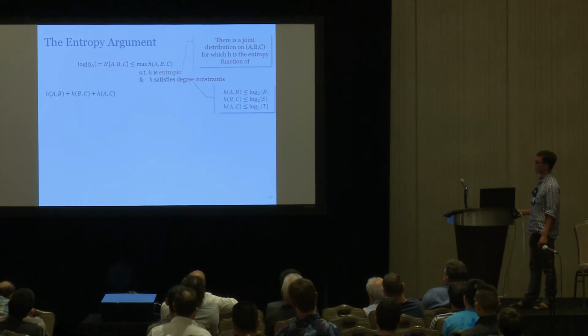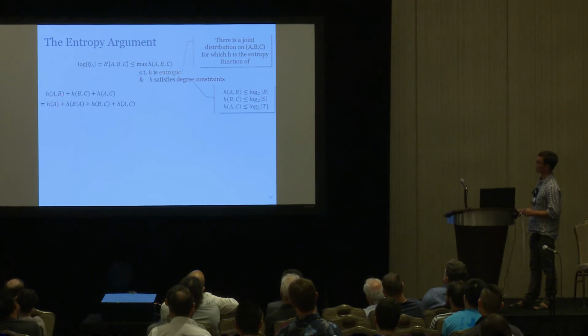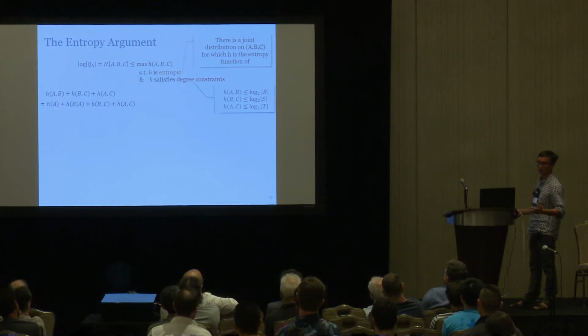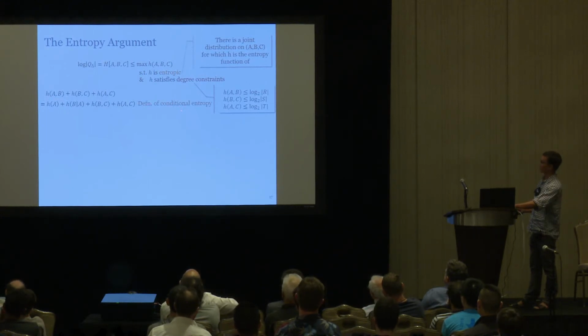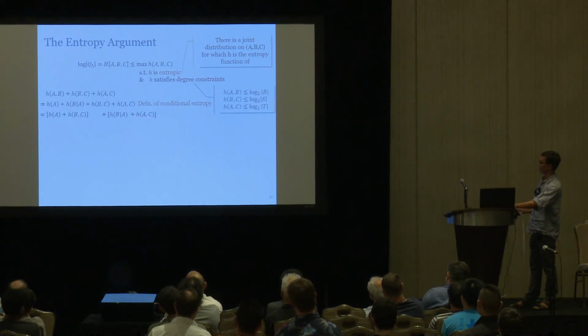We have 3 terms, HAB, HBC, and HAC. Let's say this is an entropic function. So the first thing we do is we use the conditional entropy formula that says that HAB is equal to HA plus H of B given A. This is the chain rule of entropy, or the same as the chain rule of probability. This is exactly the definition of conditional entropy. And then we rearrange things. So A goes with HBC, and then H of B given A goes with HAC.